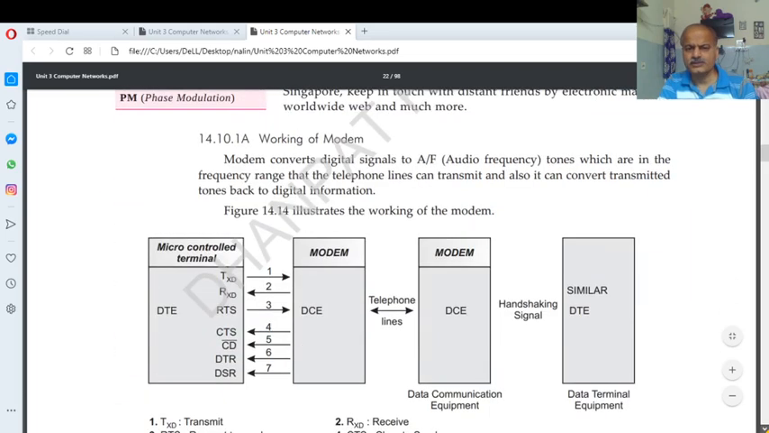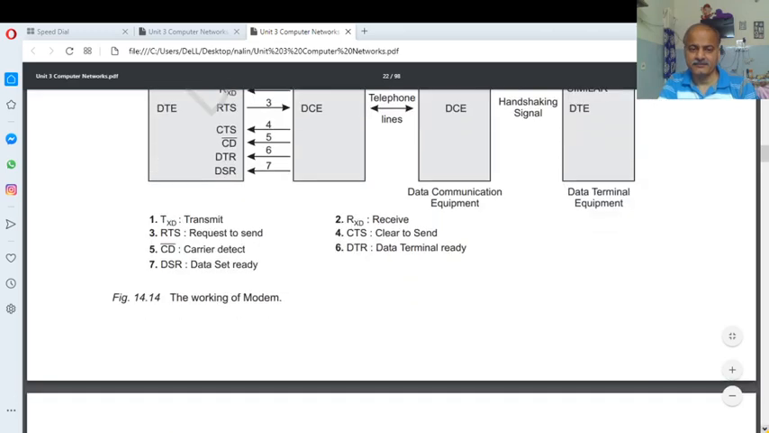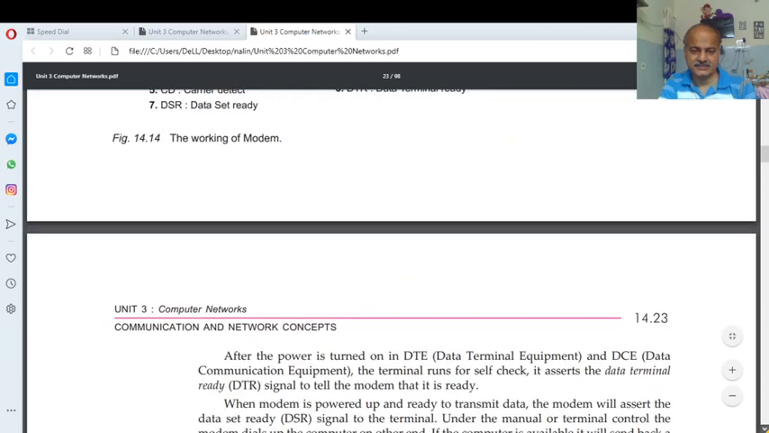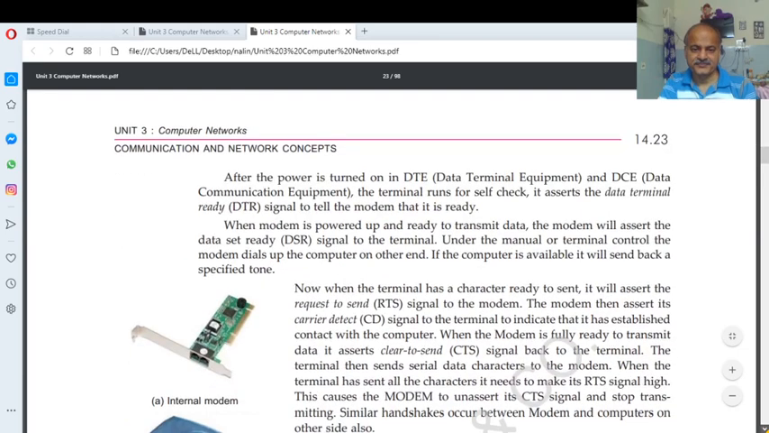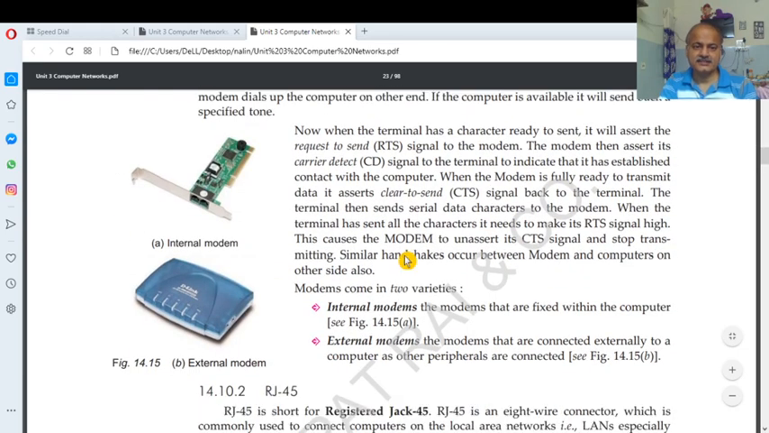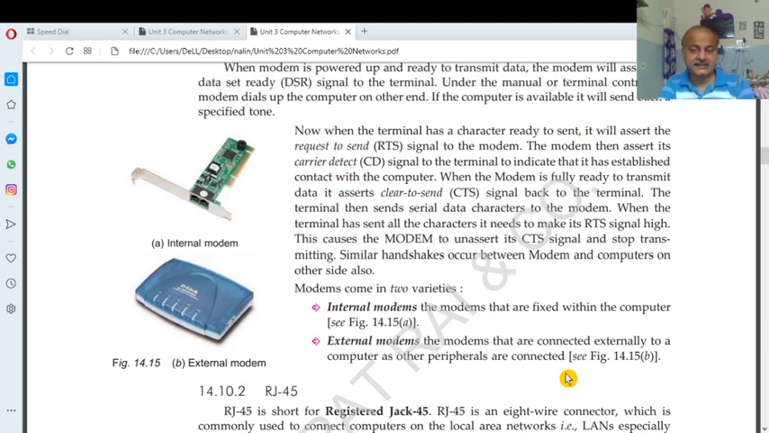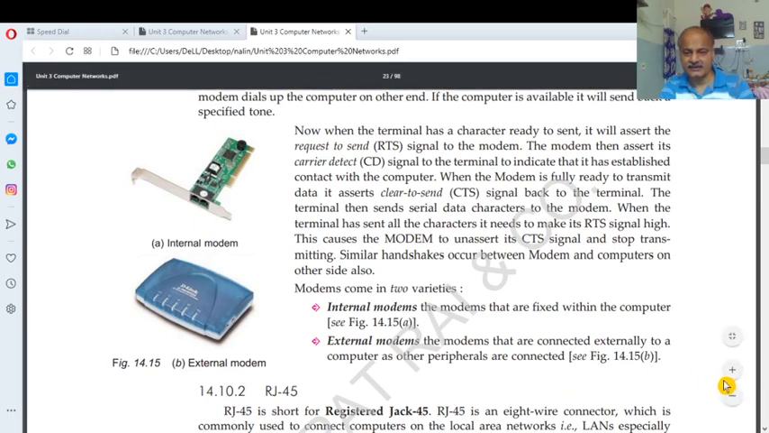After that, there are two types of modem. Number one, the internal modem, and number two, the external modem. You see here, this is called the internal modem, and the internal modem is fixed within the computer. Clear? And this is called the external modem, which is connected externally to a computer as other peripherals are connected.